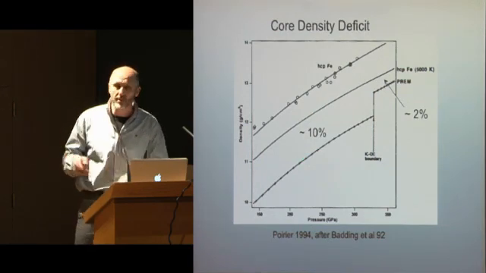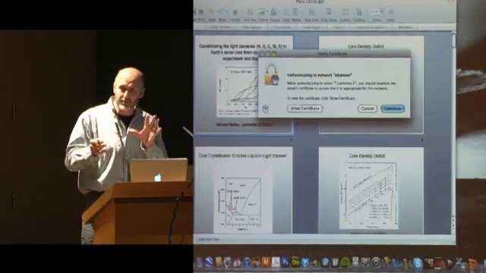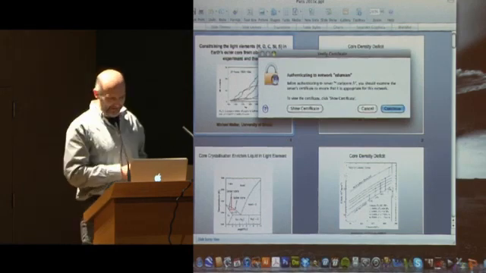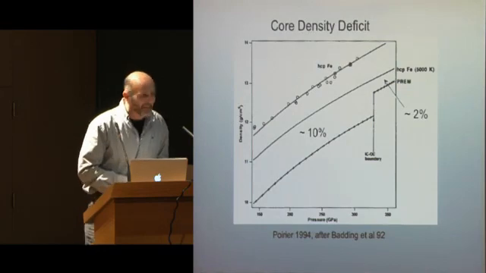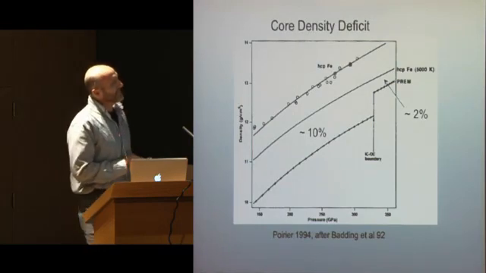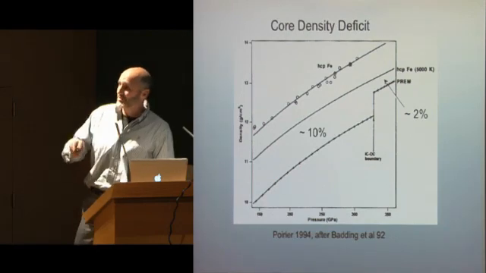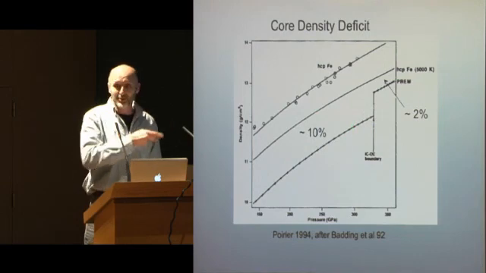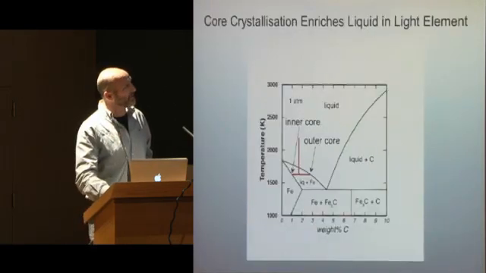I'm going to concentrate primarily on the outer core. And 2, 3, or 4%, I've heard those numbers bandied about today for the inner core. If I had asked people in the audience what the outer core density deficit was, this is probably the number you'd have given me, 10%. And I think the first thing to do is to take a look at that.